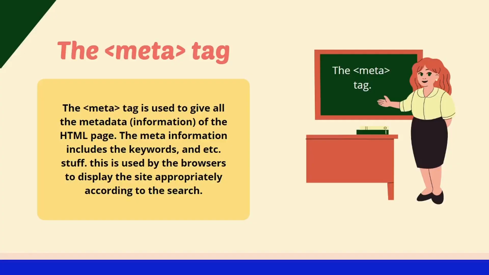The meta tag. The meta tag is used to give all the metadata, or metadata means information, of the HTML page. The meta information includes keywords and some names that you want to give. Basically, whatever information you want to give about the HTML page will go under the meta tag. This will be used by the browsers to display your website according to search.